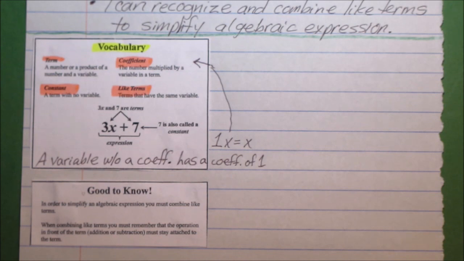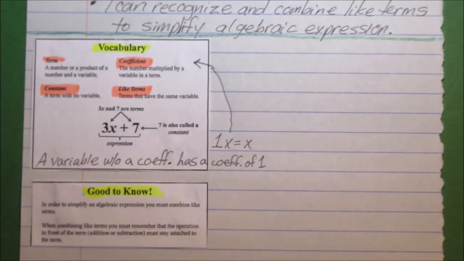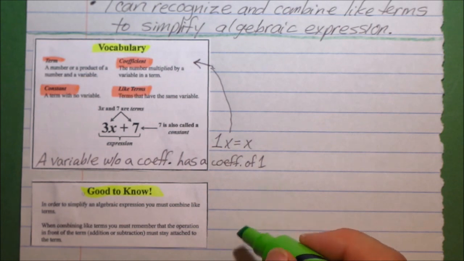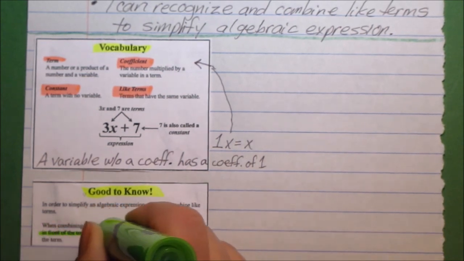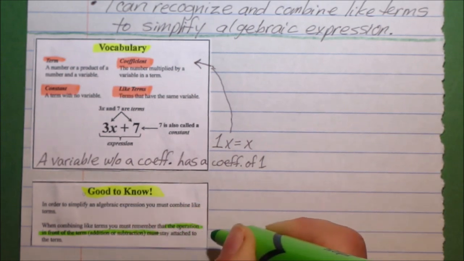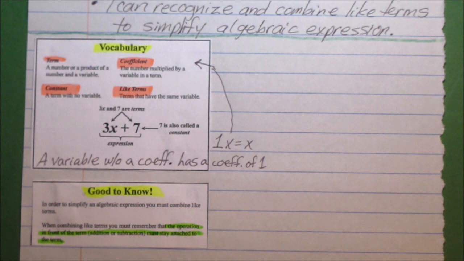All right? Now, down here in our good to know, in order to simplify algebraic expressions, you must combine like terms. We talked about what like terms are, and as we do that, it's important to understand that the operation in front of the term, whether it's addition or subtraction, okay, must stay attached to the term. All right? I'll show you what that means in our examples.